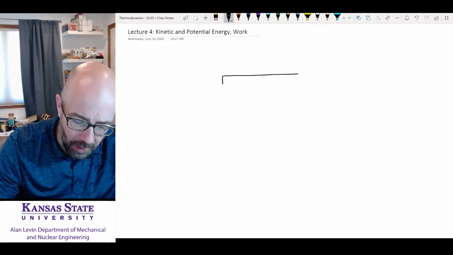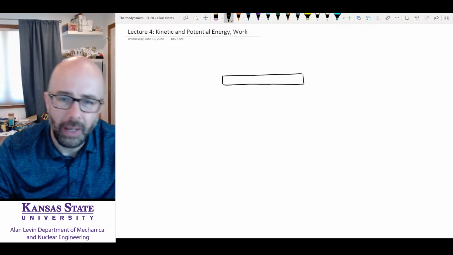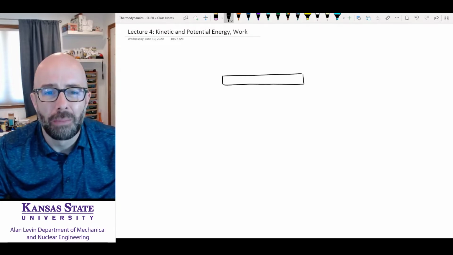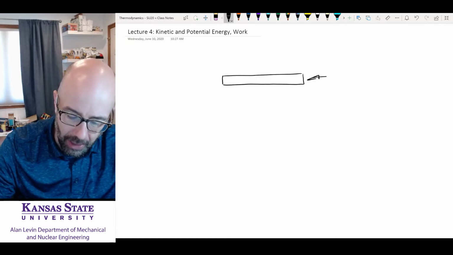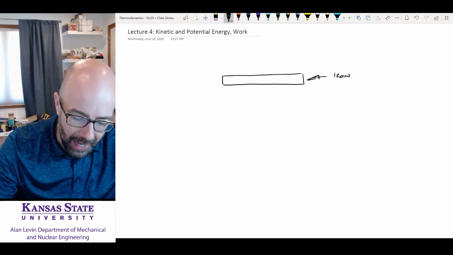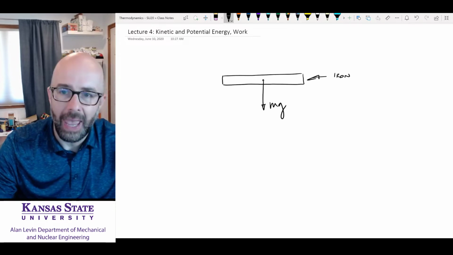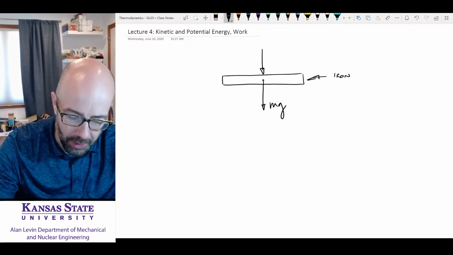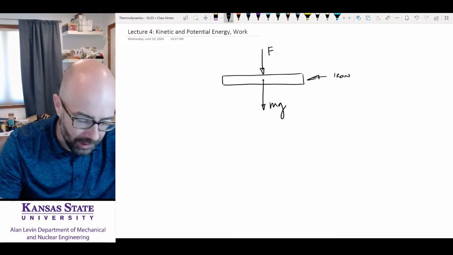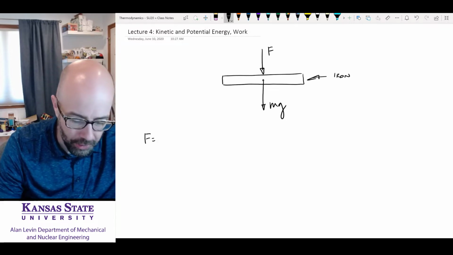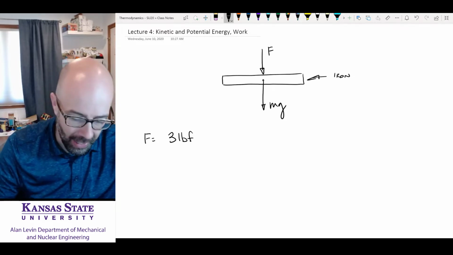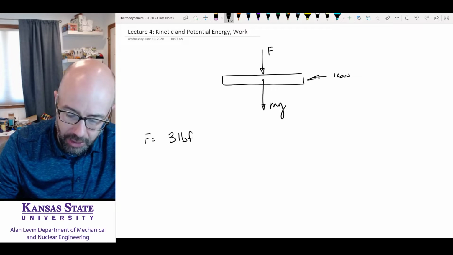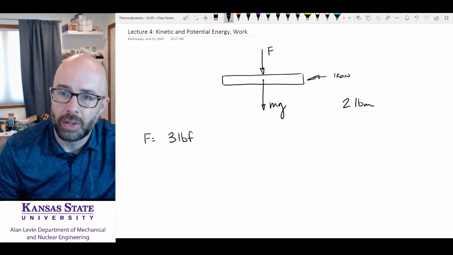Let's say I'm going to deal with this board here, or a piece of metal. Let's do this piece of iron. Let's say it has some mass, so it's going to be pulling down with some force mg, and acting on the top of it is going to be some force. Let's say the force is 3 pounds force, and let's say the mass is 2 pounds mass.